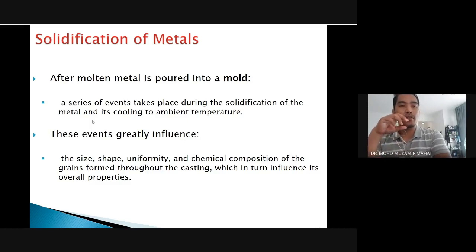So in this case, if we would like to discuss the size, shape, uniformity, and chemical composition of the grain, I think we have discussed this before in the class in another subject, because grain is the microstructure that forms the whole system of the material.